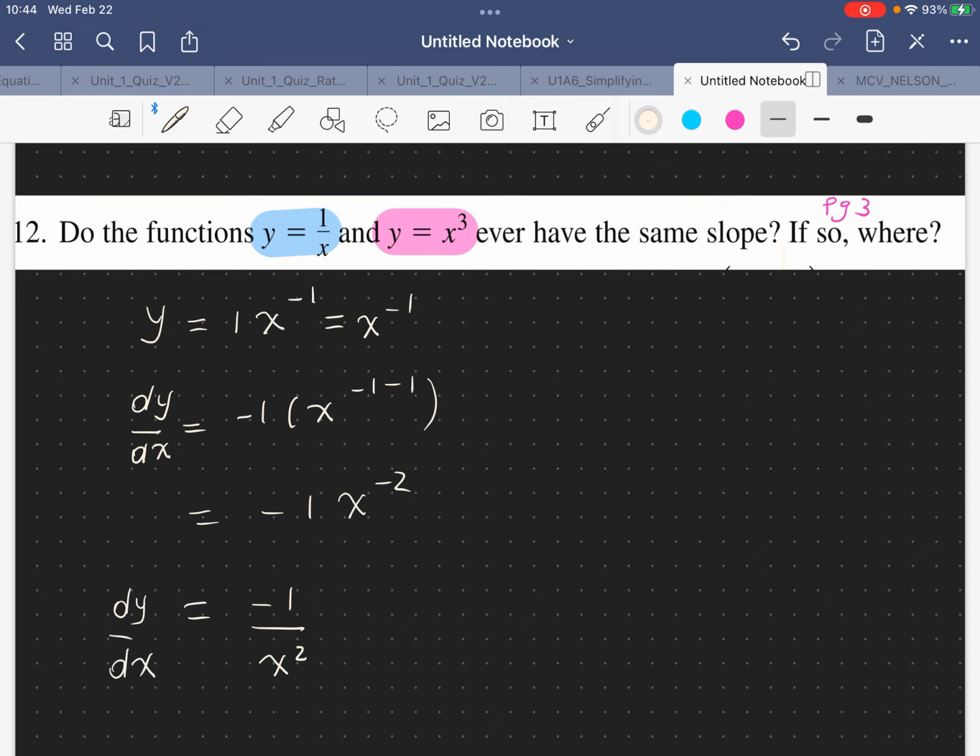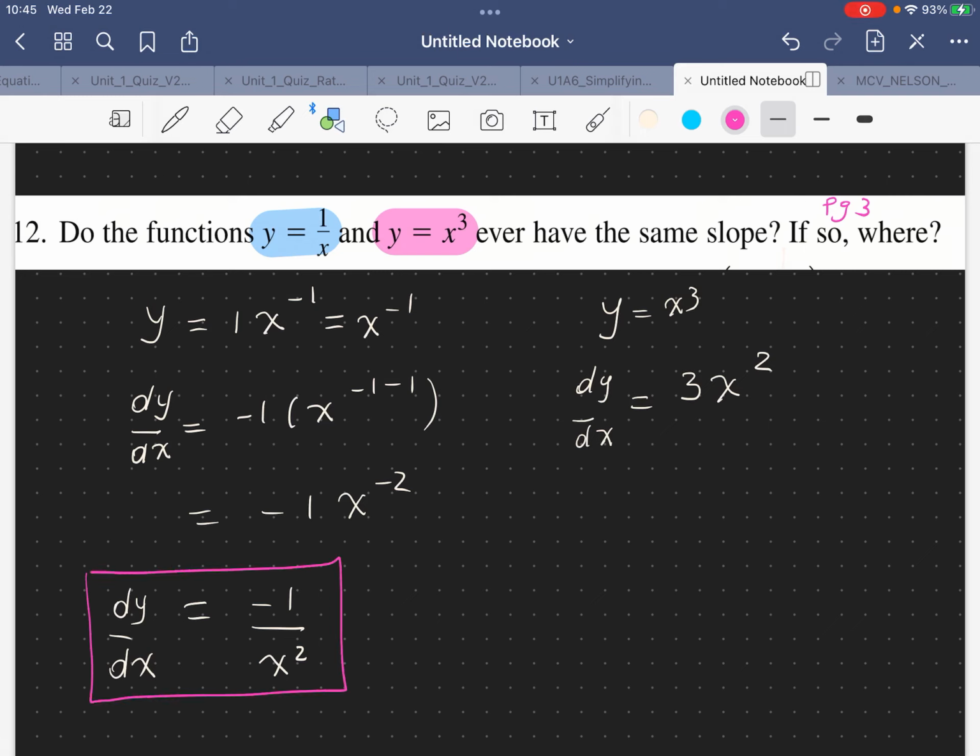Now let's take a look at the second function, which is y equals x cubed. dy dx in this case would be, by the power rule, 3x to the power of 3 minus 1, 2, so that's 3x squared. So here goes the equation of the derivative of the first function, and here goes the equation of the derivative of the second function.